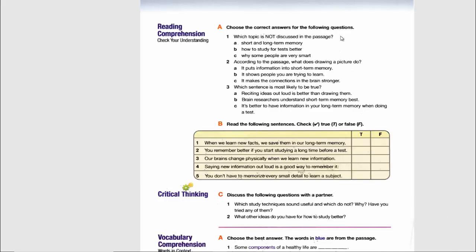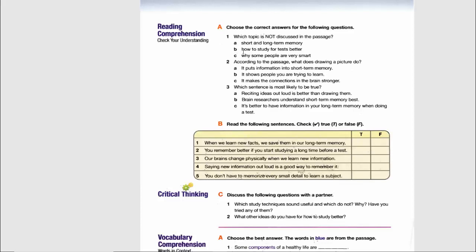So first of all, when we are answering questions about a passage, let's drop out the wrong answers, and then finally we can have the right answer. A, short and long-term memory. Look at the question: which topic is not discussed in the passage? Not discussed, it's important. A, short and long-term memory. It is discussed there, so we can say it is wrong.